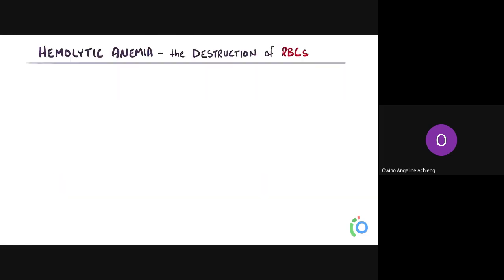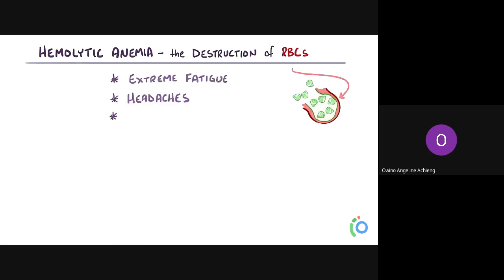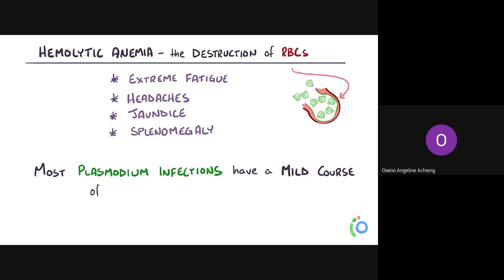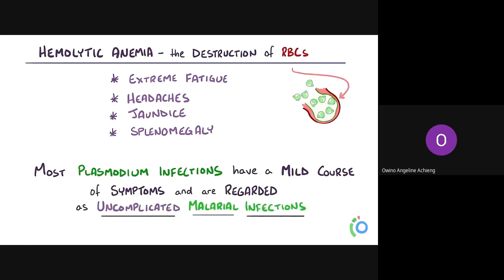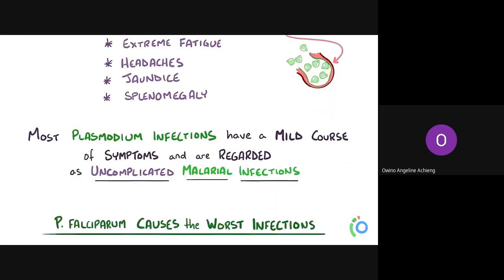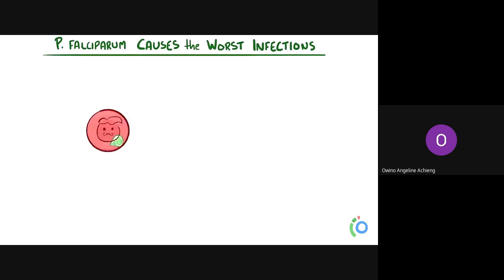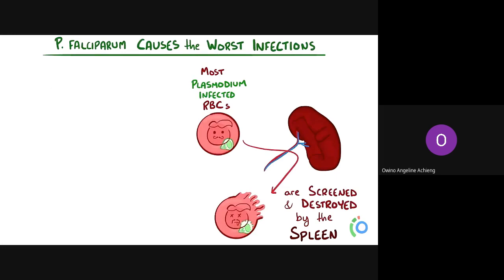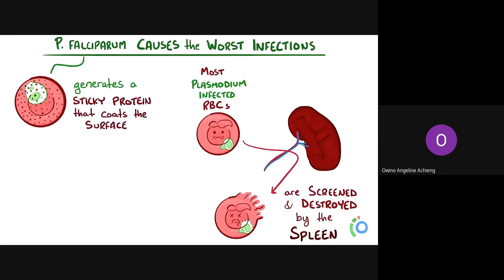In addition to fevers, the hemolytic anemia, which is the destruction of red blood cells, also causes symptoms like extreme fatigue, headaches, jaundice, and splenomegaly. Most Plasmodium infections have a mild course of symptoms and are generally regarded as uncomplicated malarial infections. Out of all the Plasmodium species, though, Plasmodium falciparum is known for causing the worst infections. Most Plasmodium-infected red blood cells get screened and destroyed by the spleen. Plasmodium falciparum, though, avoids this fate by generating a sticky protein that coats the surface of the infected red blood cells.